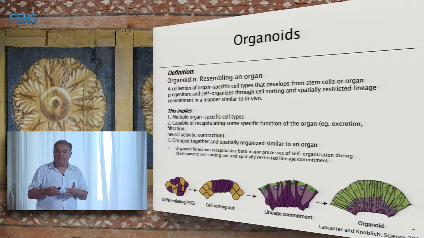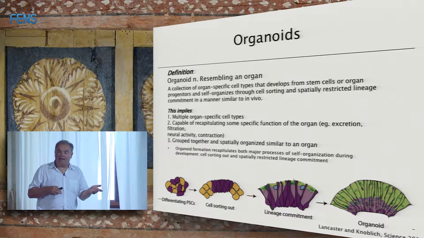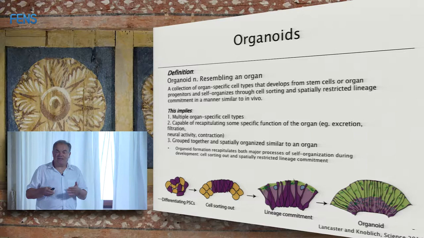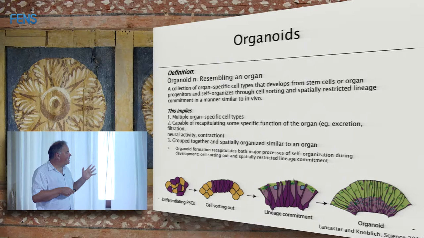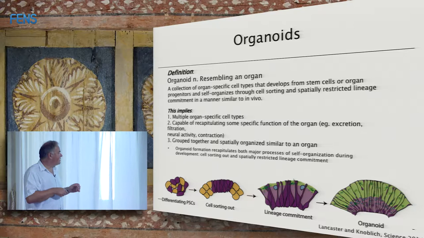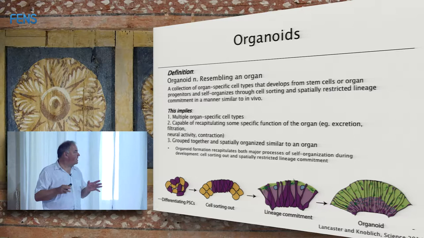For example, in the brain, the neurons have to fire. And as we reach more and more mature organoid systems, this becomes increasingly more defined. This is actually more important for other organoid systems. For example, in the kidney, you would expect that there's some kind of filtration activity and so on. The other important feature is that the cells are grouped together and somehow spatially organized in a way that is similar to the actual organ.